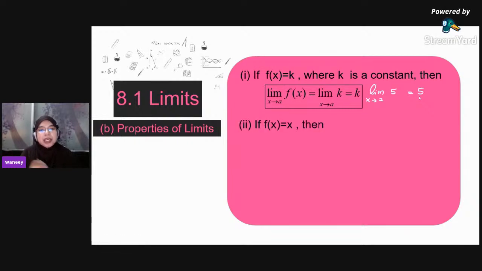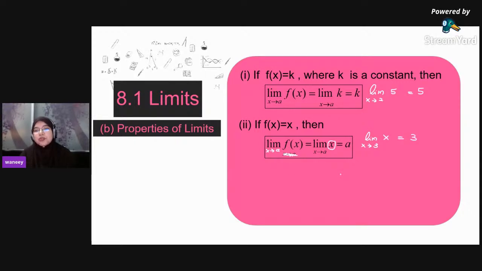Okay, so now the second one. If f(x) is equal to x, then the limit as x approaches a of f(x) is the limit as x approaches a of x. So we simply replace f(x) with x. Now substitute the value x with a, we are going to get a. So if you have the limit as x approaches 3 of x, this is simply equal to 3. We simply replace the x with 3.